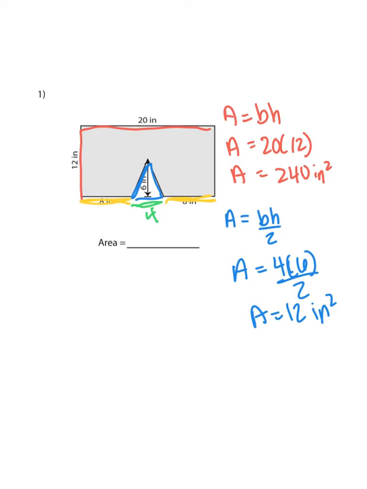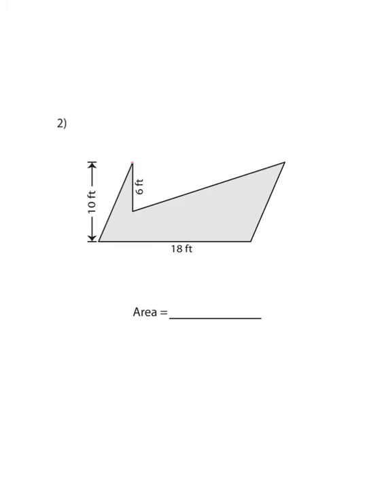So what am I going to do with that? Well, I had a whole rectangle, but I cut the triangle out. So what I'm going to actually do is I'm going to subtract 12 from 240. And I'm going to get 228. So what that means is my area is 228 square inches. Okay, let's do another one.